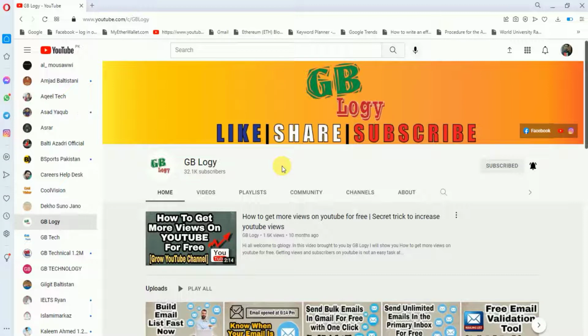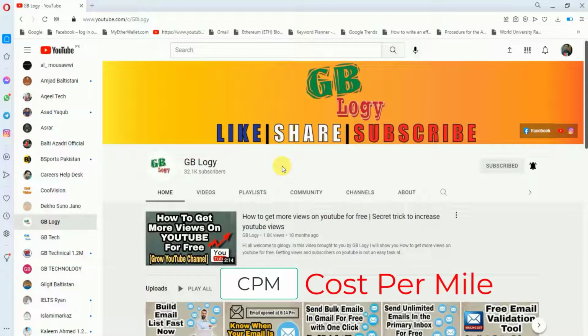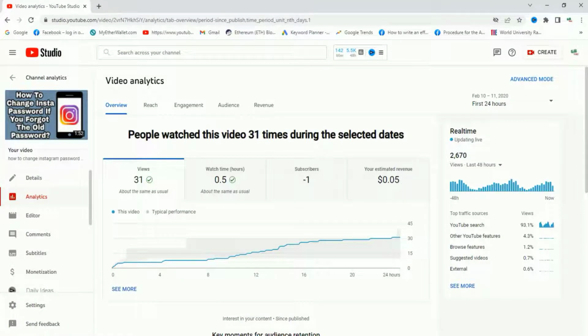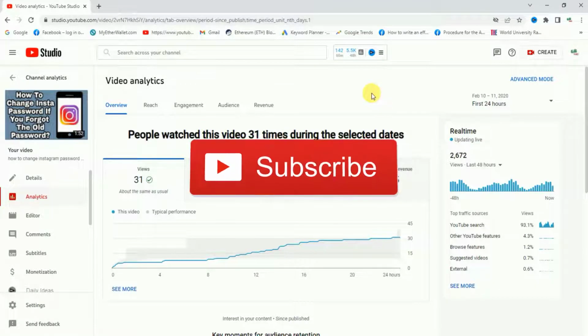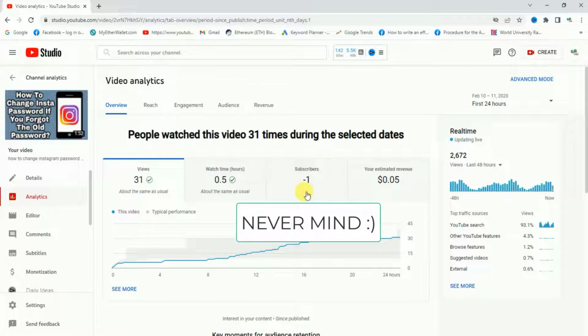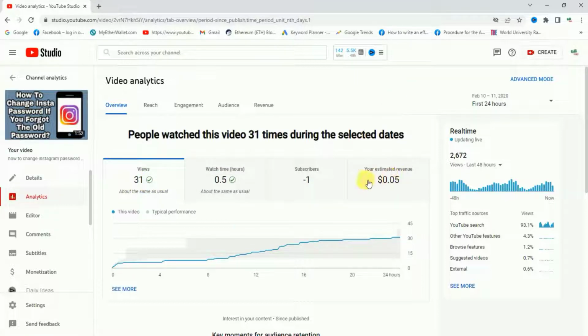First of all, I just want to mention that the YouTube payment totally depends upon the CPM, which stands for cost per mille. This is actually how much you will get per 1000 views. Now if I go to my YouTube video which has got 1 million views, then here you can see that I have opened the analytics for the first 24 hours and I could not get that many views. Here you can see I have only got 31 views and one of my subscribers has gone, but I have earned this in US dollars.